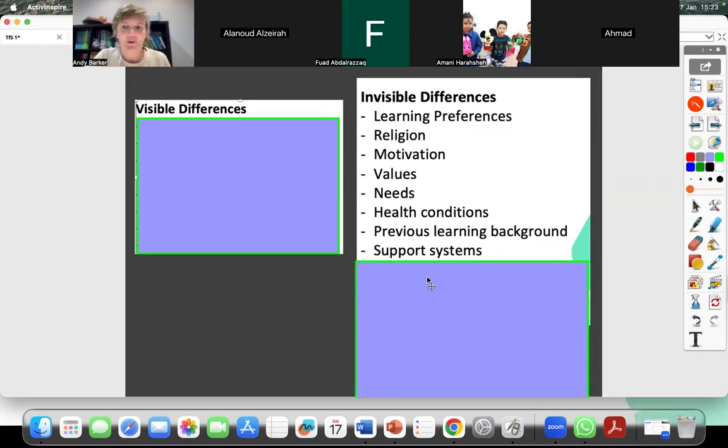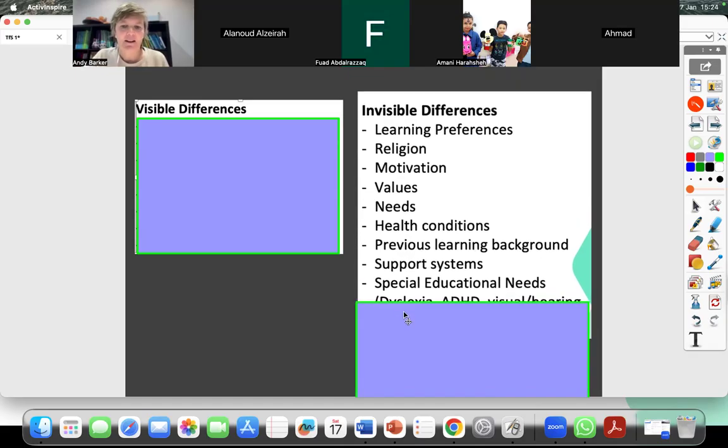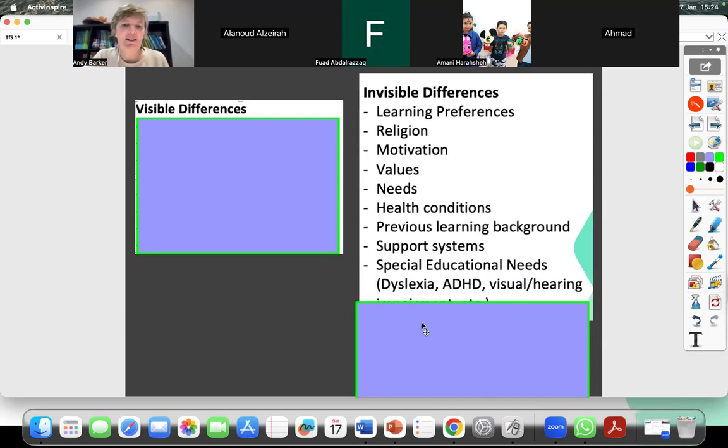Support systems. So we're talking about maybe their families at home. What do they have for learning? What can they use to help them progress with the lessons? Special needs, special education needs, are they on the spectrum, or have dyslexia, or visual or hearing issues, as I said before, which can also be physical if you can see it as well. So sometimes it crosses over between the two.